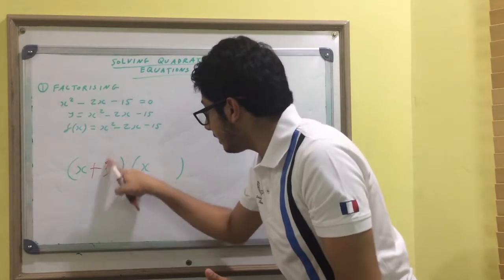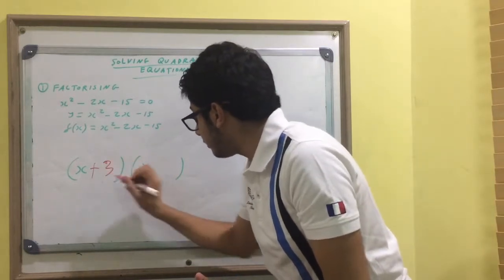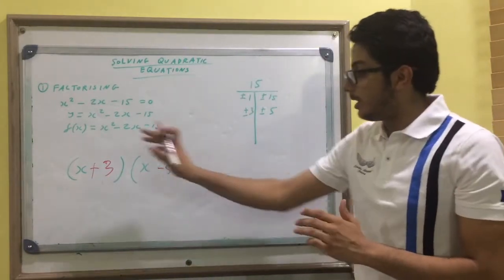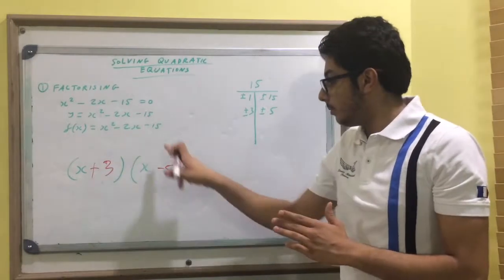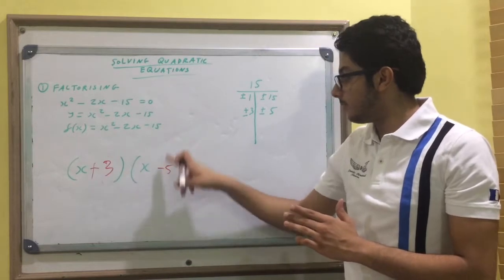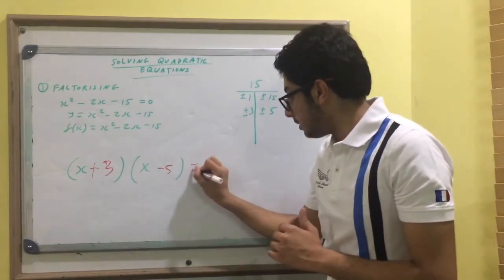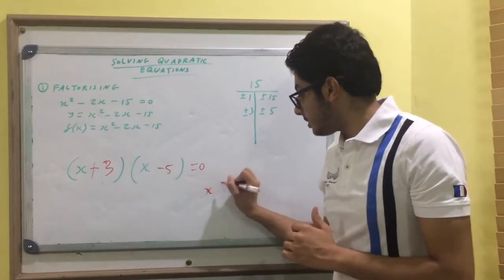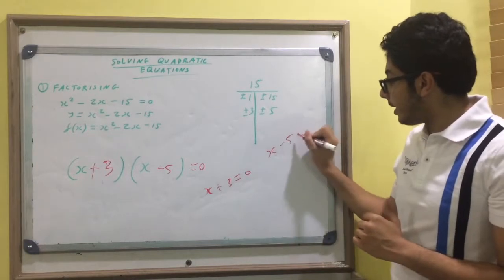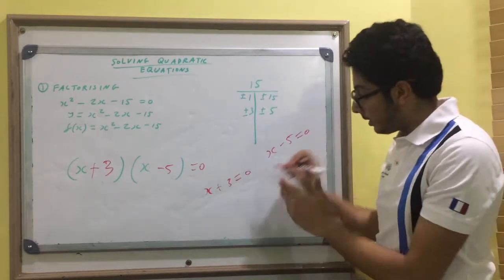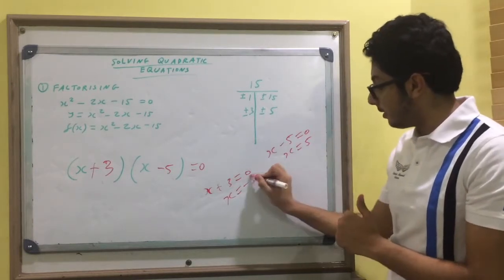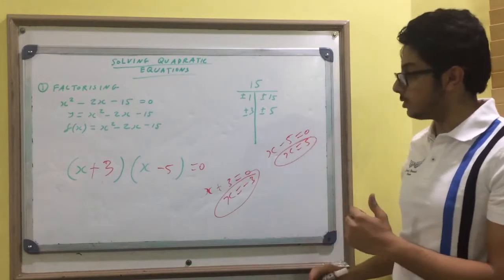The more practice you do with factorizing quadratics, the faster these numbers will come to you. Alright, let's just check. x squared minus 5x plus 3x, so yes, minus 15, yes. So that means that either x plus 3 equals 0 or x minus 5 is equal to 0. In that case, x would be minus 3 and x would be 5. And you have solved the quadratic equation.